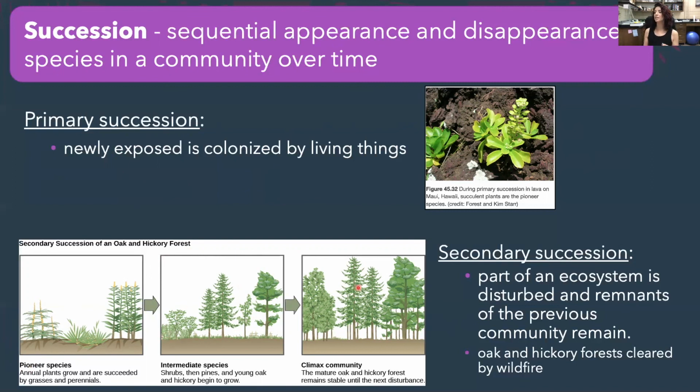We're not at the end until we get to what is called the climax community, where we get mature oak and hickory forests. These remain stable until there's another disturbance. So this would be our equilibrium community.